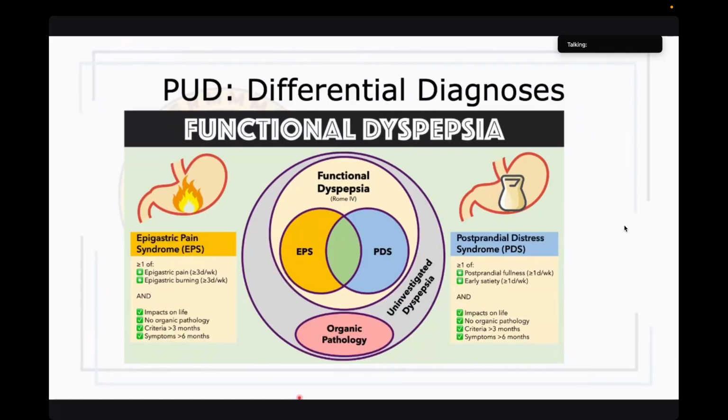If the primary presentation is epigastric or burning pain, then it's probably epigastric pain syndrome. If the primary symptom is postprandial fullness or early satiety, then it's postprandial distress syndrome. This is important because patients with epigastric pain syndrome may benefit from proton pump inhibitors, while those with postprandial distress syndrome may benefit from prokinetics.